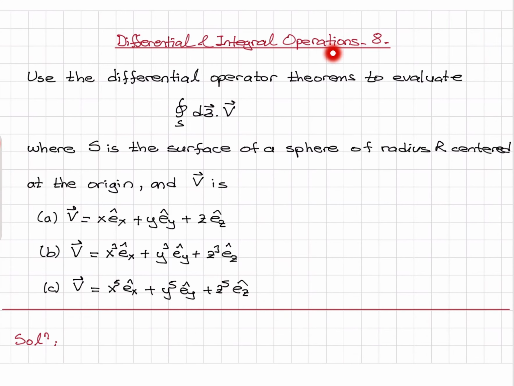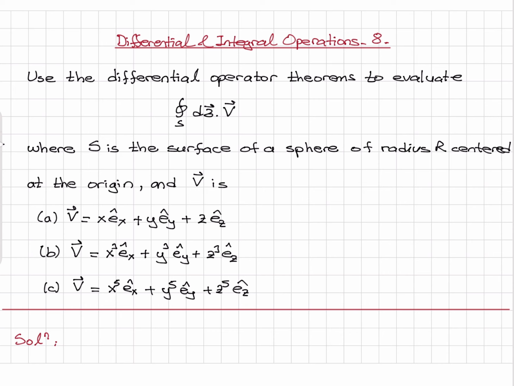Differential and integral operations 8. Use the differential operator theorems to evaluate the closed surface integral dσ dot V, where S is the surface of a sphere of radius capital R centered at the origin, and V is, in part A, x e_x hat plus y e_y hat plus z e_z hat, and in part B, x cubed e_x hat plus y cubed e_y hat plus z cubed e_z hat. Part C we will deal with later.